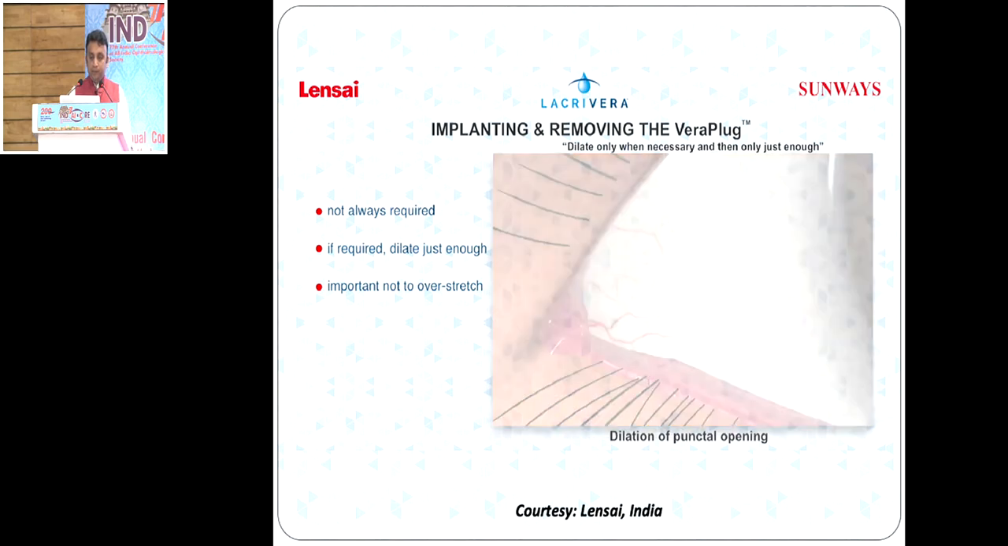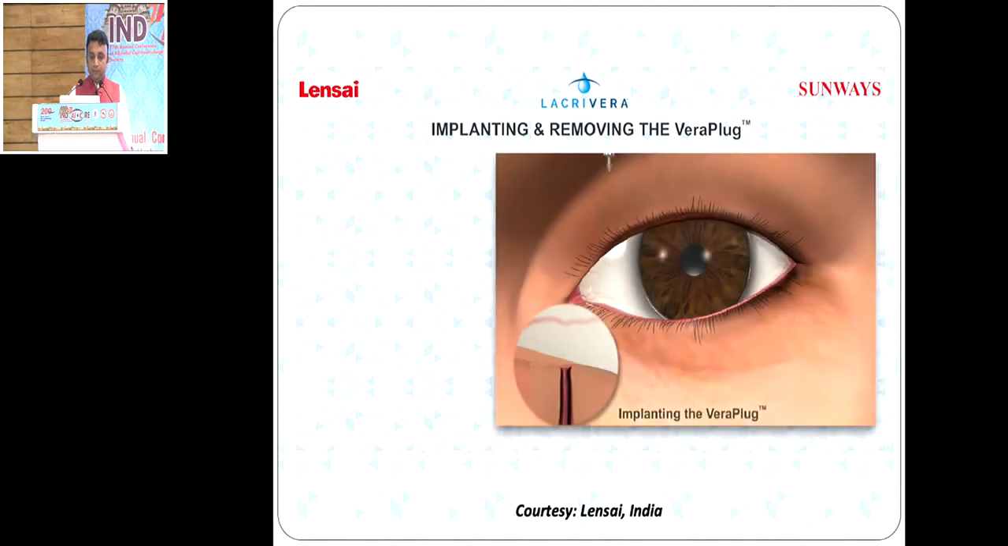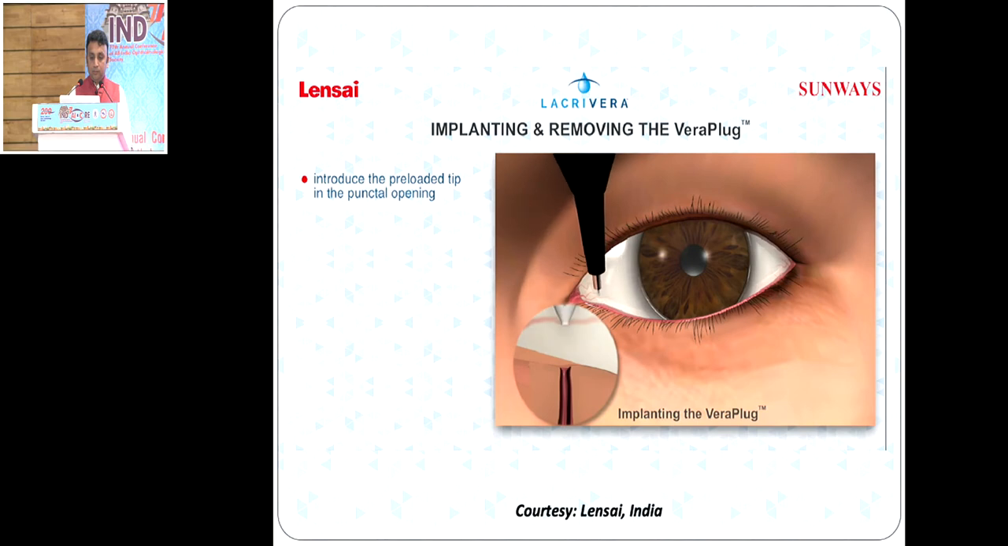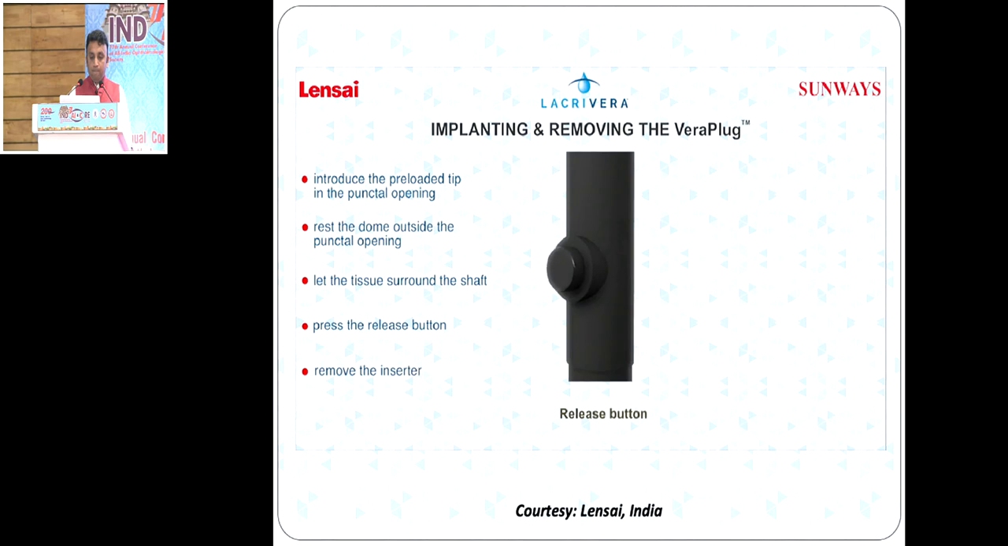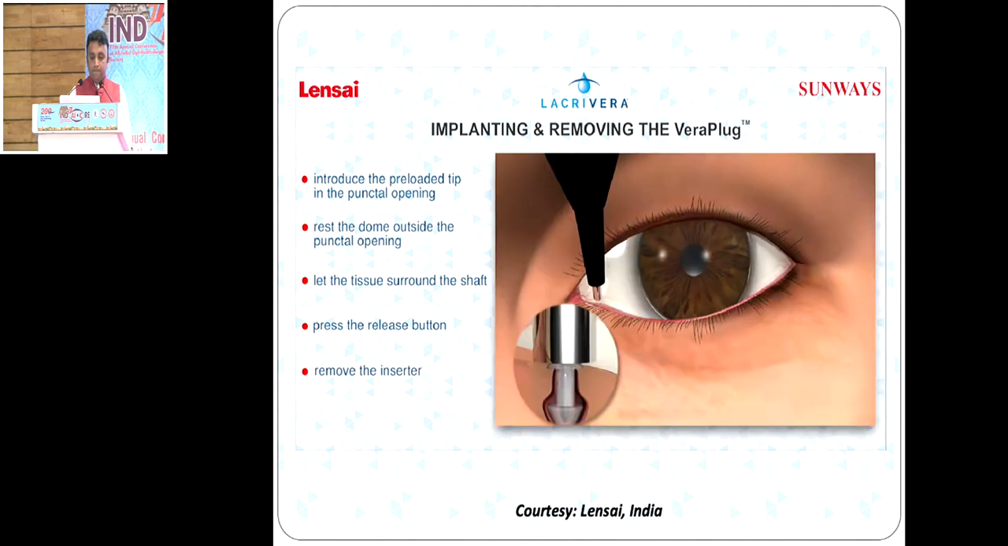To implant the plug, introduce the preloaded tip inside the punctal opening, with the dome resting on the opening, and let it rest there for a few seconds. Wait till the shaft below the dome gets surrounded by tissue in a firm grip, and then press the release button on the side to retract the pin on which the plug was loaded, and remove the inserter. The plug has been successfully implanted.